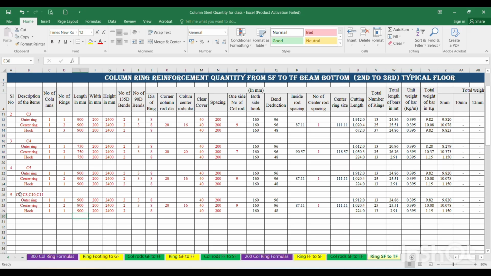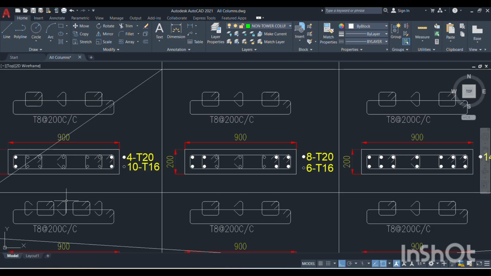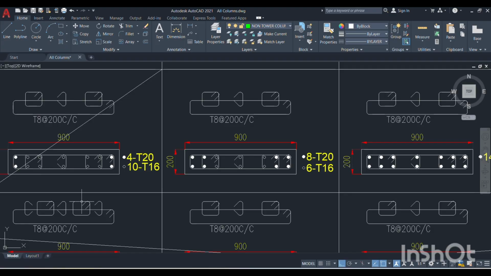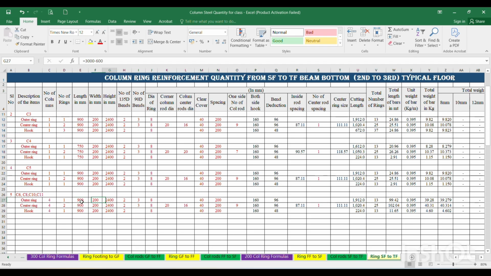Then however many columns you enter, all the column numbers will come continuously here. So you can count the number of columns you entered, and that number you have to enter over here. Now I got 4 columns, and I entered 4 columns. And what are the ring patterns? One outer ring, two center rings, and one hook. Same 2, 1, 2 and 1. Same column size is 900 by 200, and 900 by 200, height is 2400, and these are all the same.